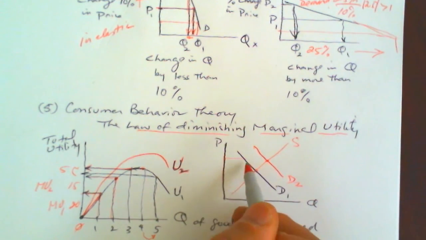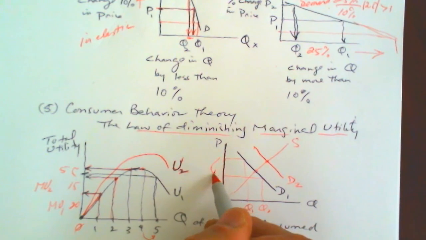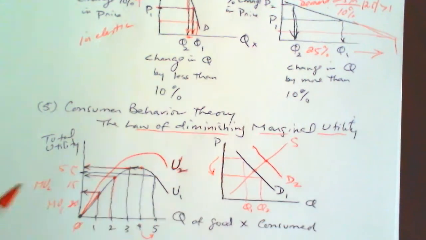As you consume more of a product, let's say Q1 to Q2, the Q2 level gives you less satisfaction than when you're at Q1, and so the only way you're willing to increase your consumption of a product is if you are compensated with lower prices to justify it. And that is again the justification for the downward sloping demand curve.